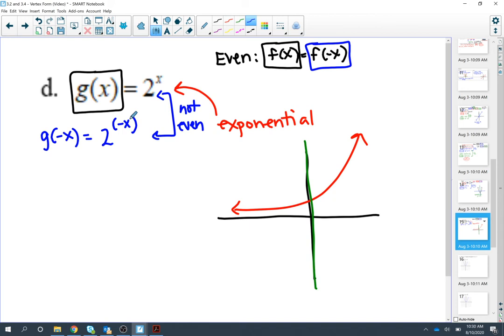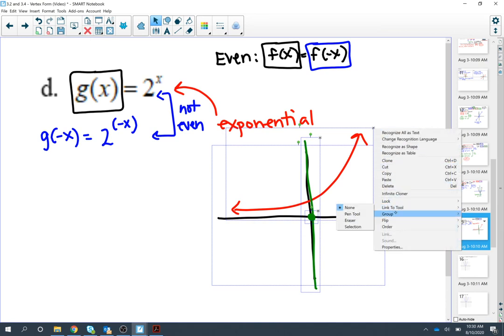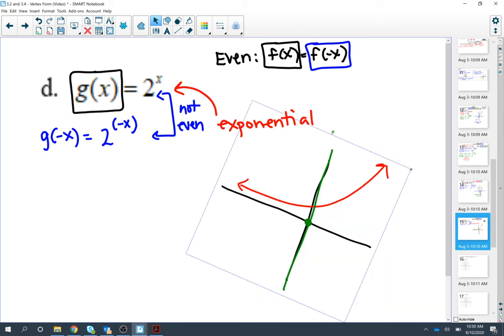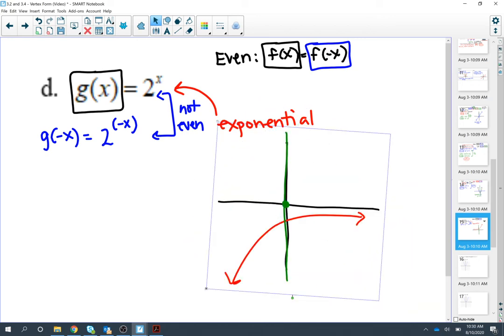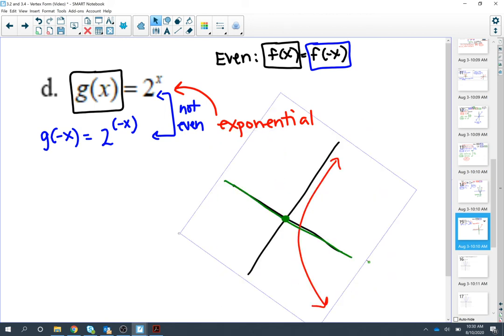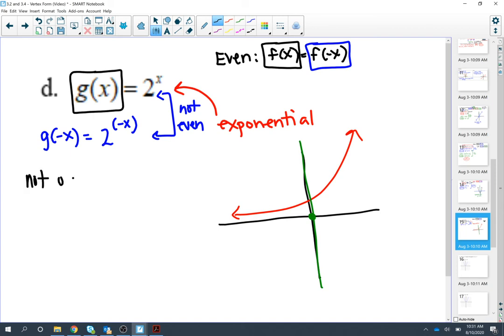Well, I could keep going here and test for odd, but is this thing symmetric to the origin? Like, what's going to happen if I take this graph and flip it upside down? Let's see if I can do it. Does that look exactly the same as what I started with? And the answer is no. So if it's not the same when I flip it upside down, guess what? It's not odd. So for this one, I'm just going to say neither.